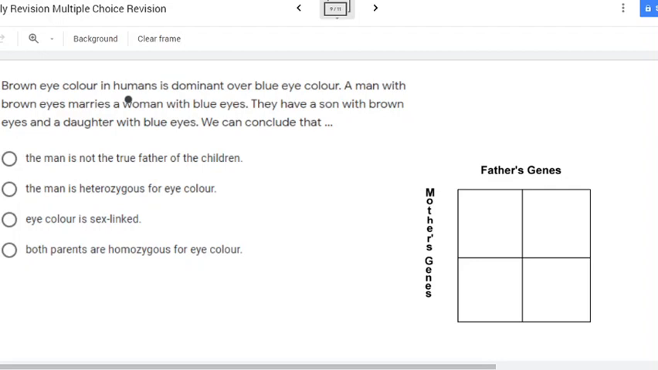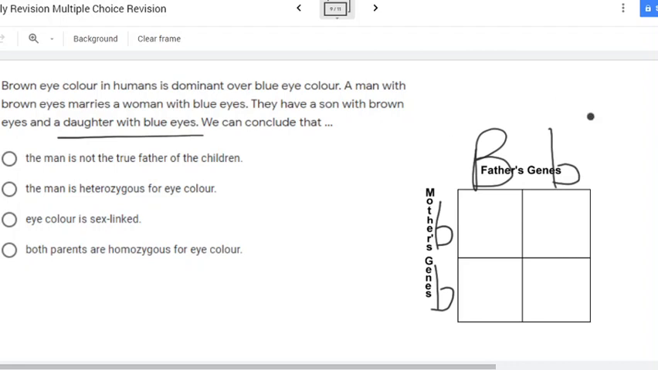Brown eye color in humans is dominant over blue eye color. A man with brown eyes marries a woman with blue eyes. They have a son with brown eyes and a daughter with blue eyes. We can then conclude... Okay, so that means that mommy can only give blue eyes, so small letter b for blue. Dad has brown eyes, so he's got to have a capital B, but he passes on a recessive gene to his daughter, so it's got to be small letter b as well.